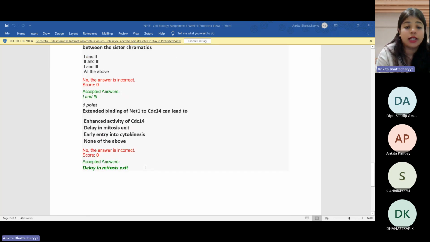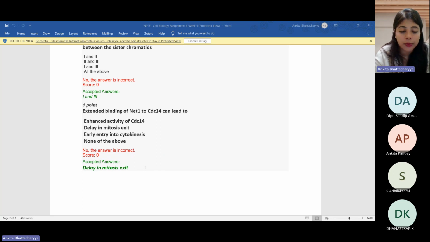And finally, the last question is very specific and it's not something that I mentioned. It is part of the mitosis exit network, which is MEN. So there is a complex of proteins that are operating during this step. So the extended binding of NET1 to CDC14 can lead to which of the following?